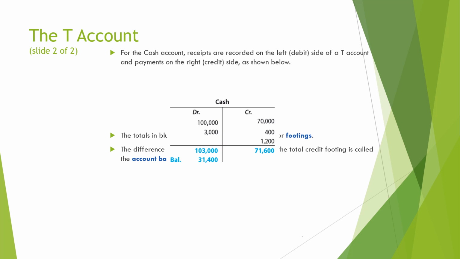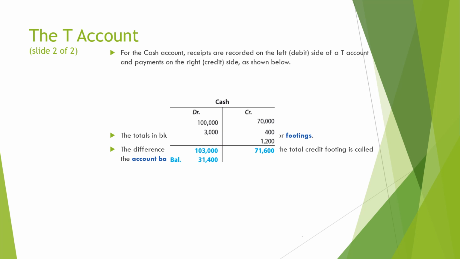You can see the letter T on the screen here, and to the left of the T we'll have debits, to the right of the T we'll have credits. So that part will never change. Debit means left, credit means right. The name of this T account is cash, and we're going to list the debits on the left and the credits on the right.